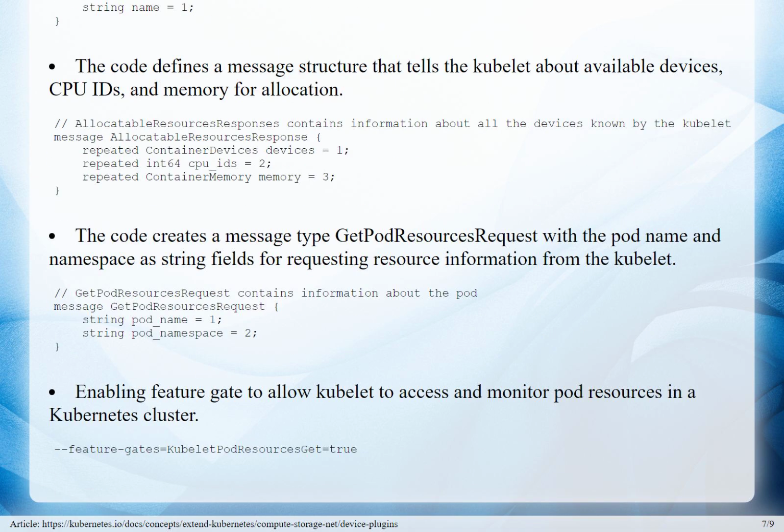This code sets the feature gate kubelet pod resources get to true, enabling the kubelet to retrieve information about pod resources. This allows the kubelet to access details about the resources consumed by pods and containers on the node. This feature can be useful for monitoring resource utilization and allocation within a Kubernetes cluster.